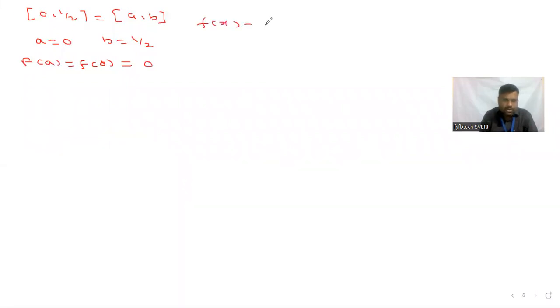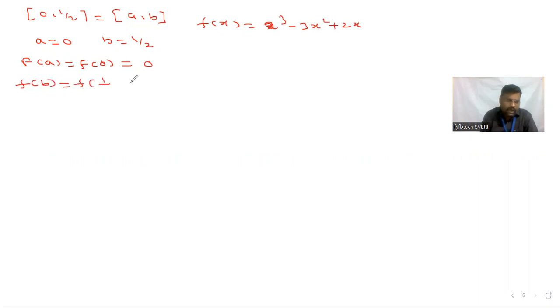What is the b value? So ab is the closed interval 0 to 1 by 2. So in this way we have got a is equal to 0 and b is equal to 1 by 2. From that we have calculated f of a. So what is f of a? f of 0 is equal to 0. Here f of x is x cube minus 3x square plus 2x, just we have put in. f of b is f of 1 by 2.